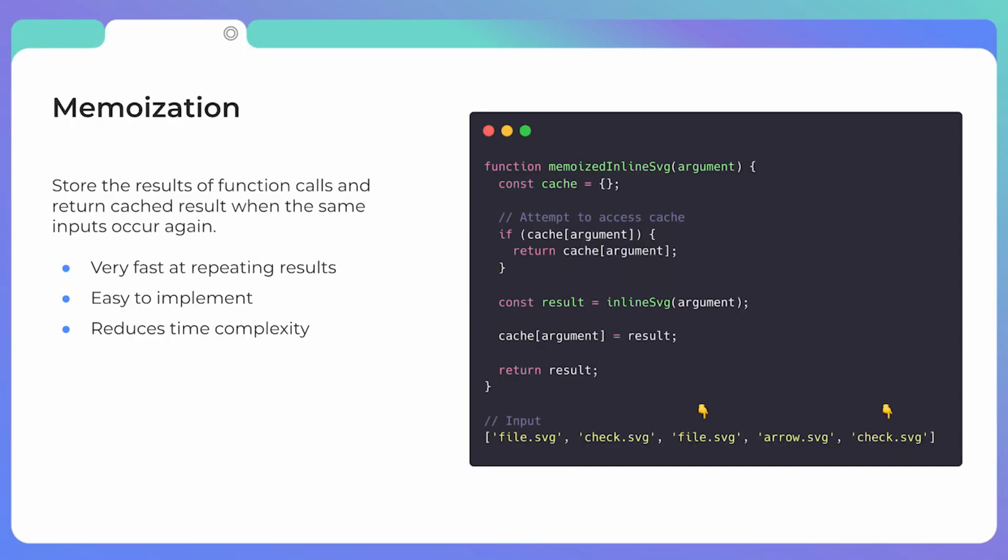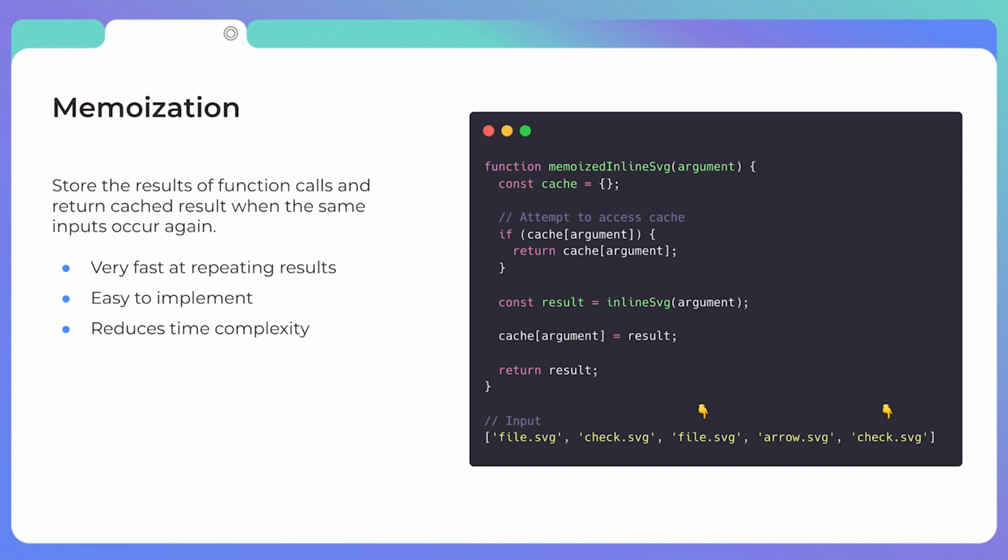Again, probably a known technique, but this one is a bit exceptional, not like the rest of those, because memoization has a bit of a trap in it. But let's get to it. So in this example, sorry, I cannot use the cursor, but in the middle, we have the inline SVG function that takes an argument of, let's say, a file name, and caches the result every time it's run.